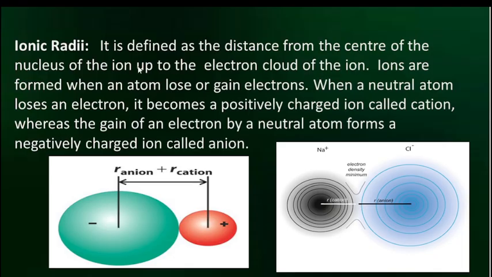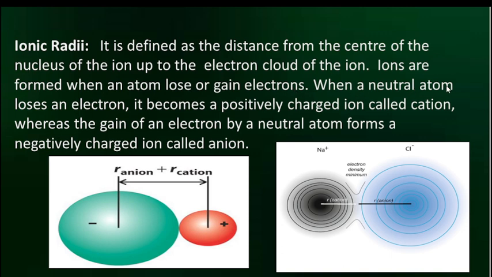Then ionic radii. What is ionic radii? It is defined as the distance from the center of the nucleus of the ion up to the electron cloud of the ion. The electron cloud out is the outermost shell. Ions are formed when an atom loses or gains electrons.